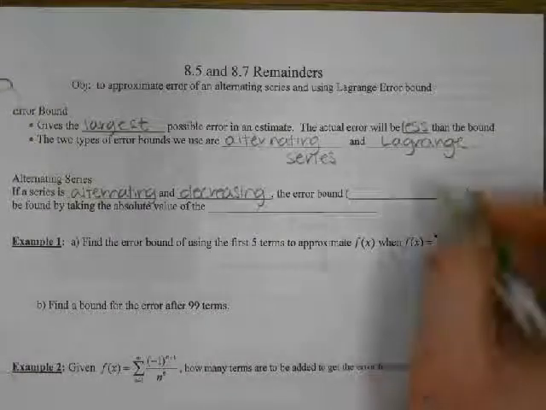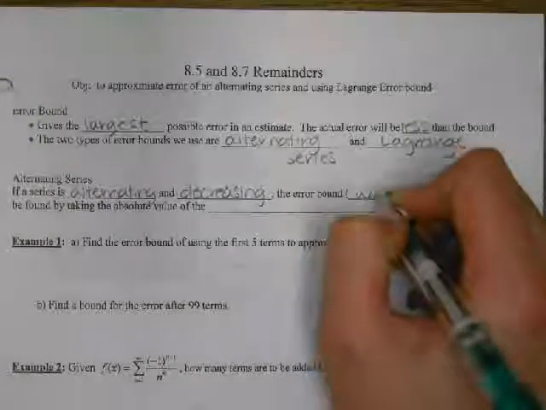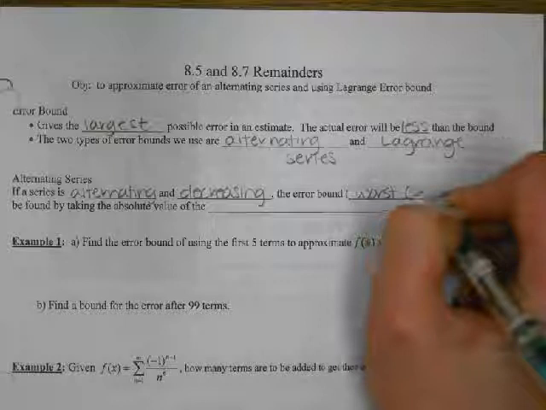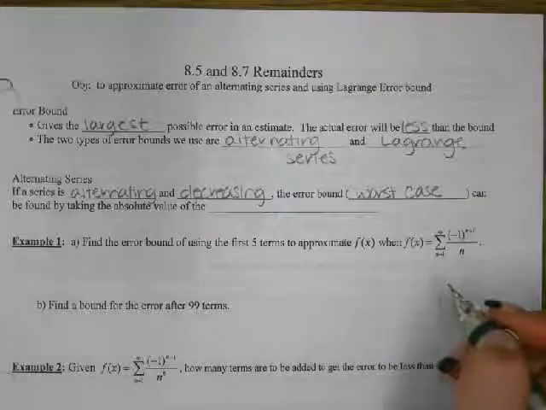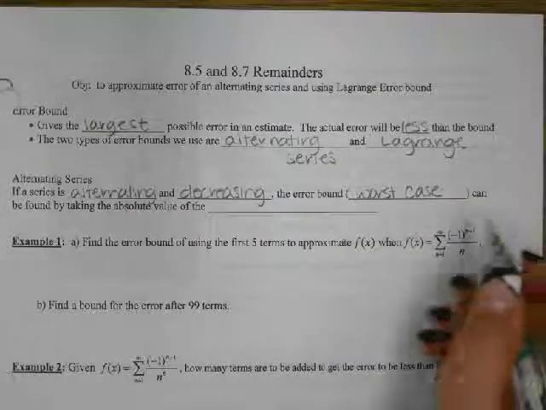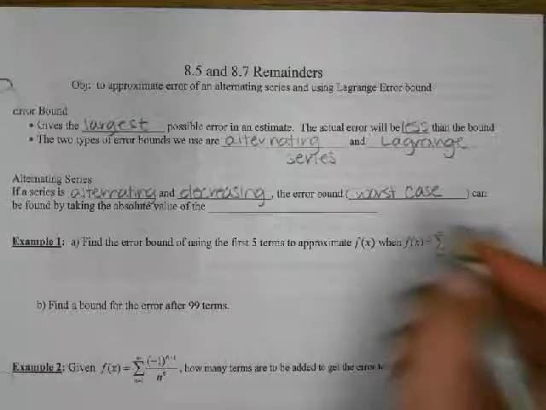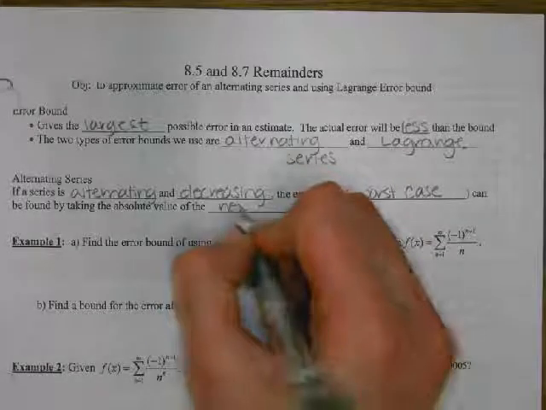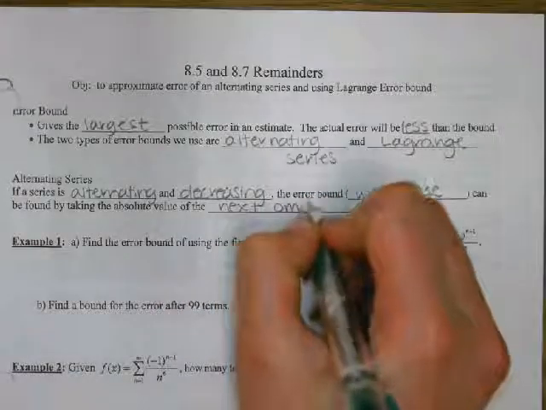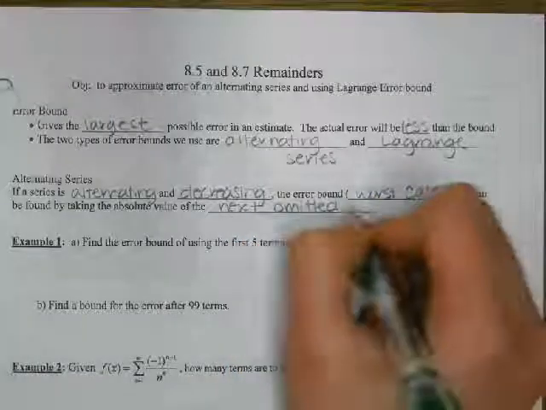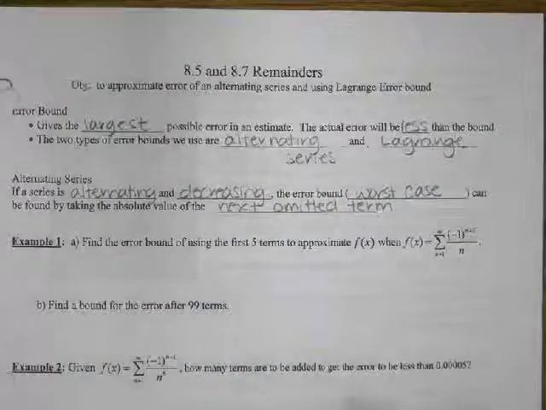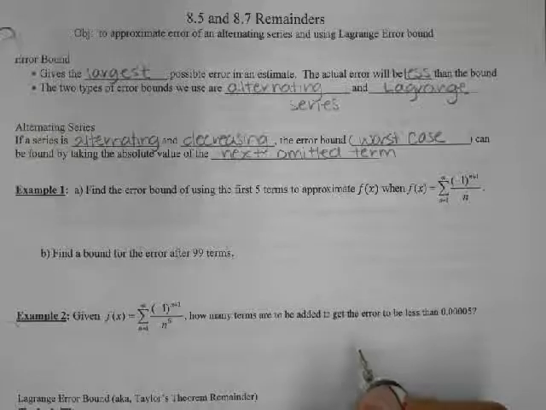The error bound in the worst case scenario, so again, we're being conservative here, we're erring on the side of caution, can be found by taking the absolute value of the next omitted term. The next omitted term.